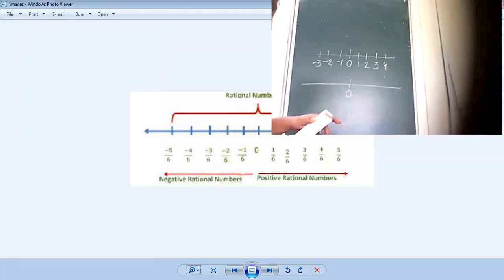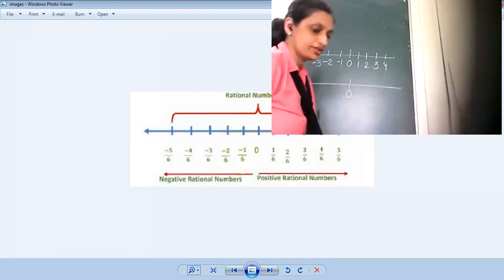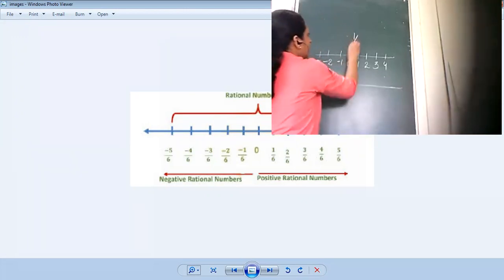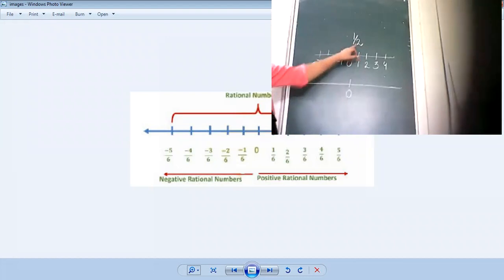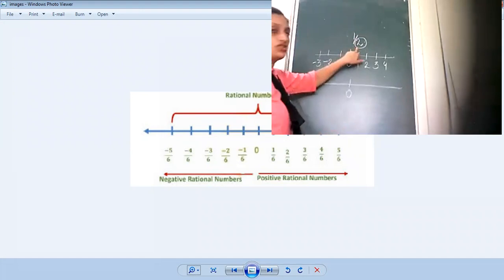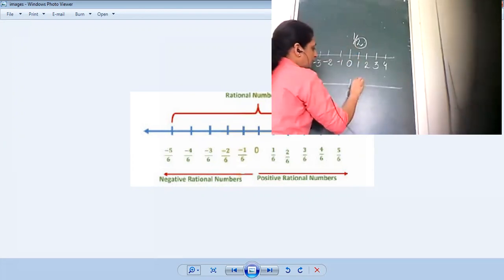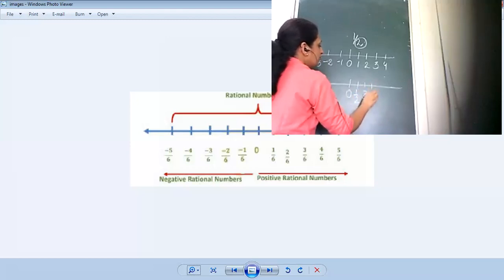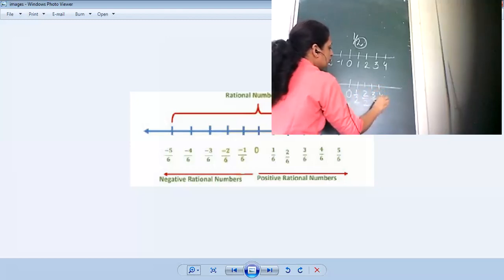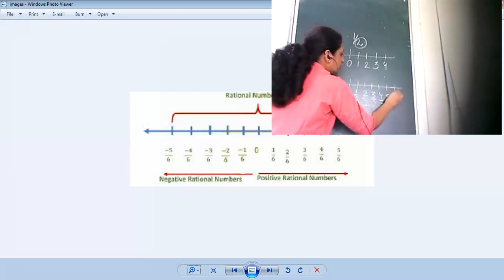Suppose 1 by 2. If I'm talking about the number 1 by 2, I have to mark this 1 by 2 on a number line. So you have to see the denominator. The denominator is 2 over here. So we'll divide our number line into 2 equal parts. That is, after 0, it will start with 1 by 2, 2 by 2, 3 by 2, 4 by 2. Denominators will be 2. 5 by 2, 6 by 2, and so on.